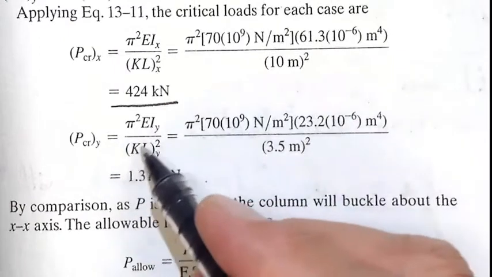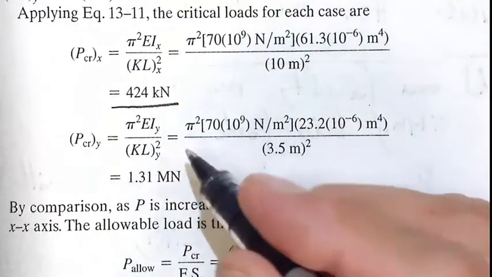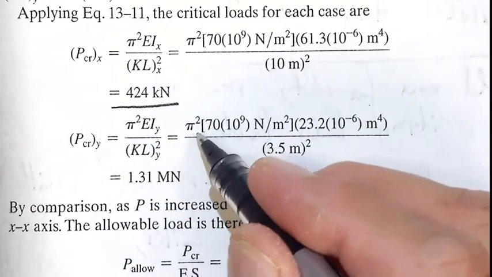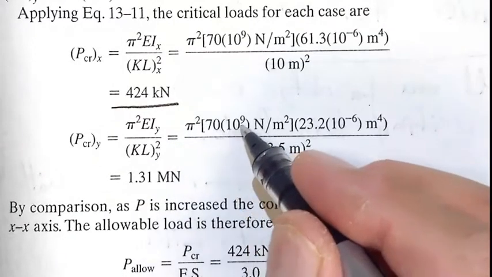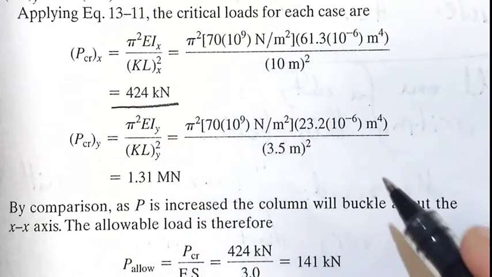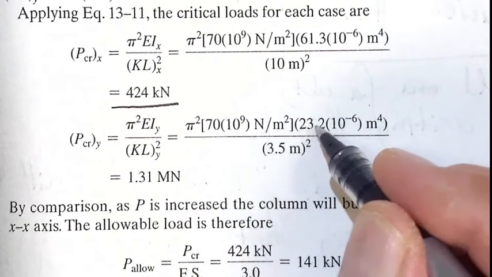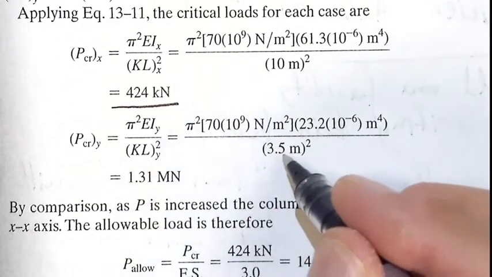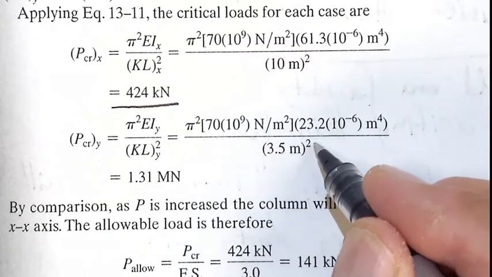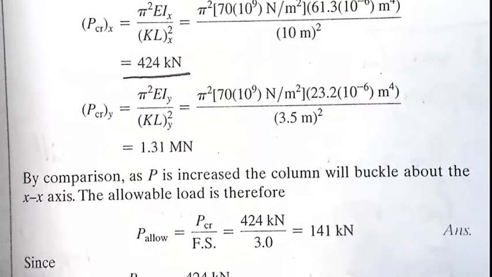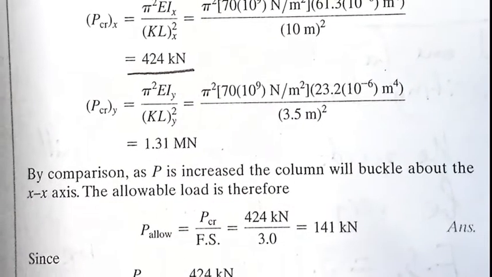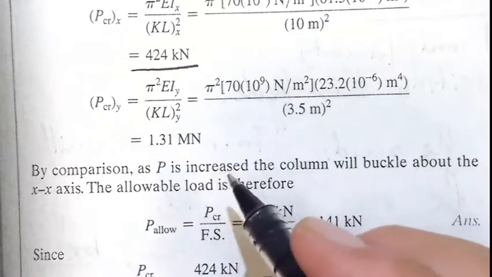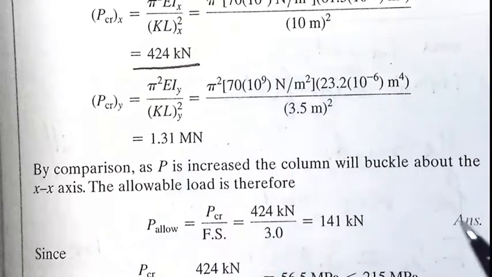So P critical in y direction will be pi squared EIY over KLY squared. Pi squared 70 10 in power 9 Newton over meter squared multiplied by IY 23.2 10 in minus 6 meter in fourth power. KL equals 3.5 meters. So that is squared. So then we get 1.3 meganewtons.